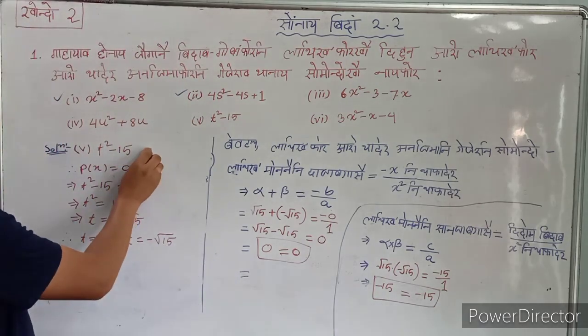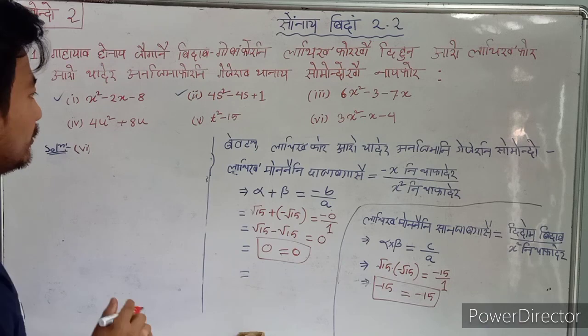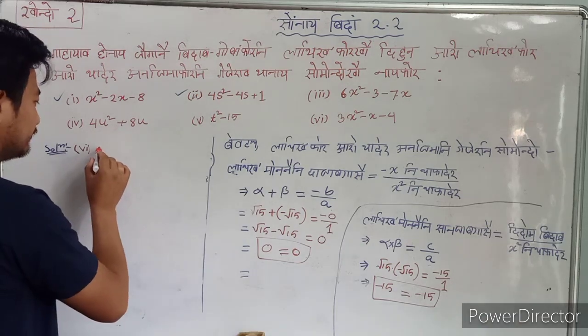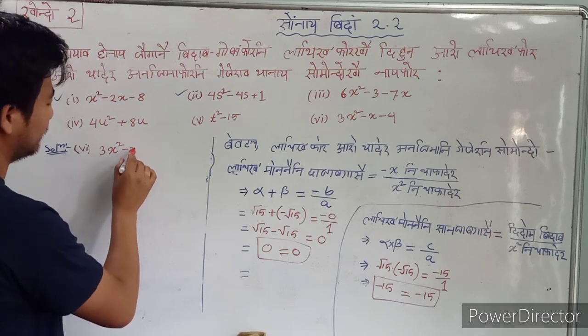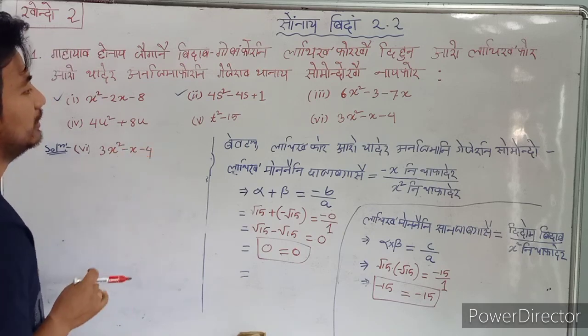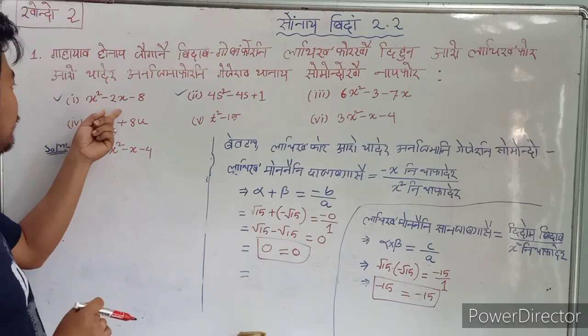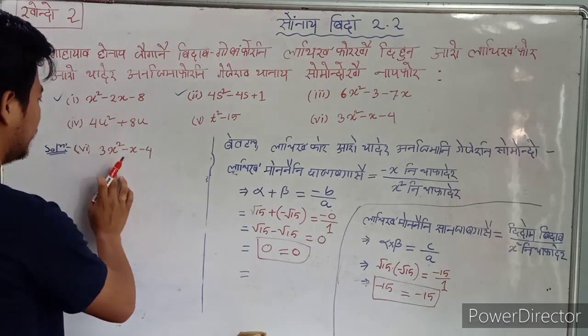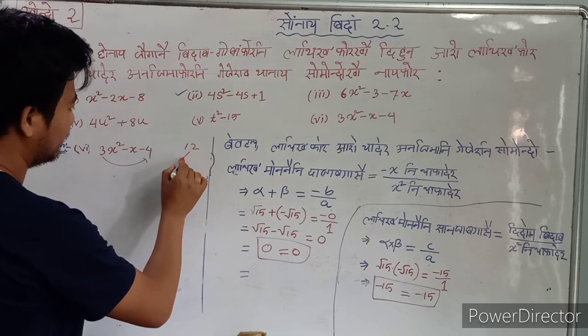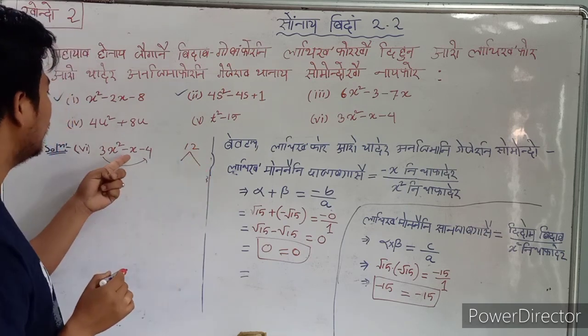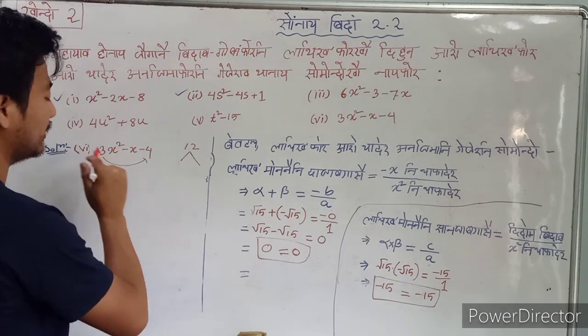Number six at the moment, 3x square minus x minus 4. So we put in the column. So we put the one we will use hand up whenever.